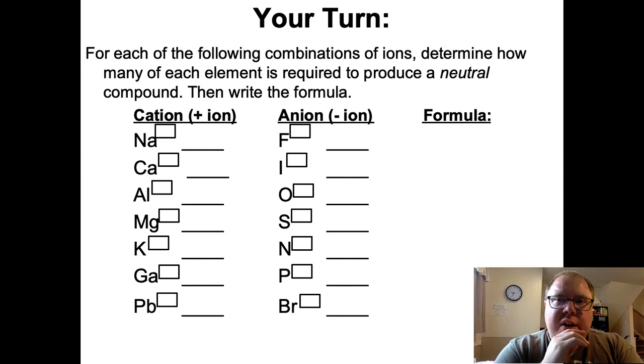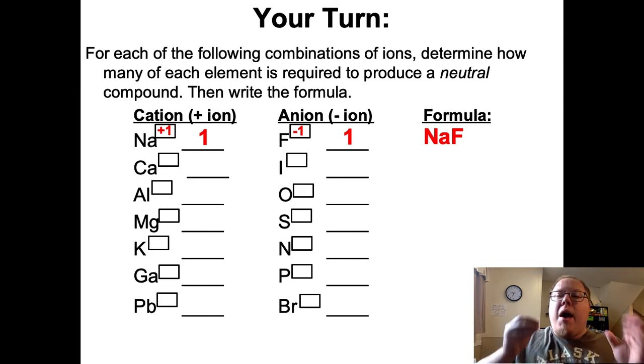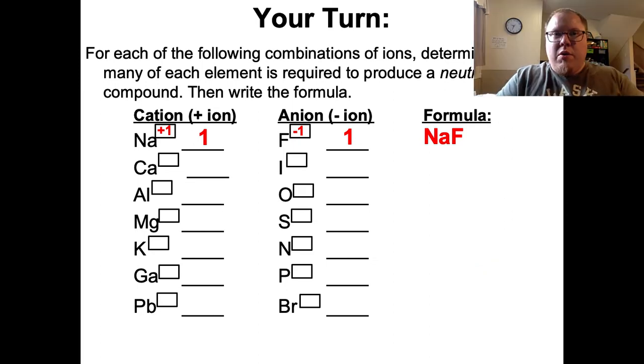So I want you to try this. This time I have another set where you're going to try to figure out the ratio and the formula, but this time I did not tell you the charges on these elements. So you're going to have to figure out what the charge is. For example, the first one, sodium and fluorine. The charge on sodium is typically, for that family, the alkali metals, +1. And fluorine, which is a halogen, charge on that family is typically a -1. So this would be a 1-to-1 ratio, formula NaF. So go ahead and pause the video and try the rest on your own.